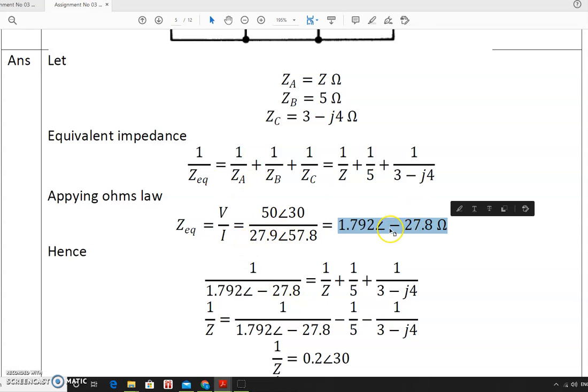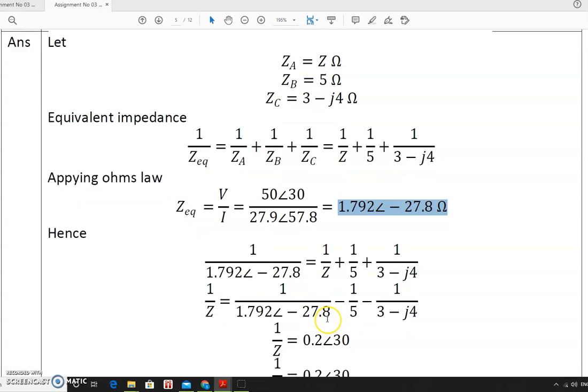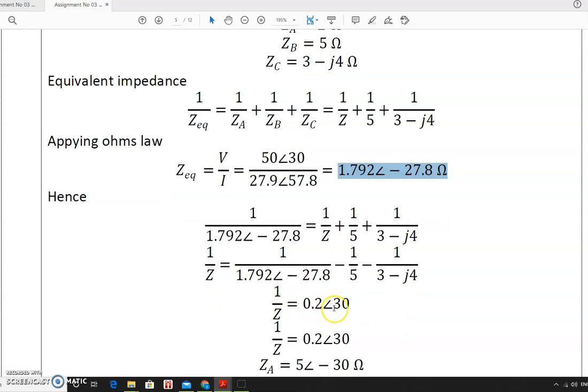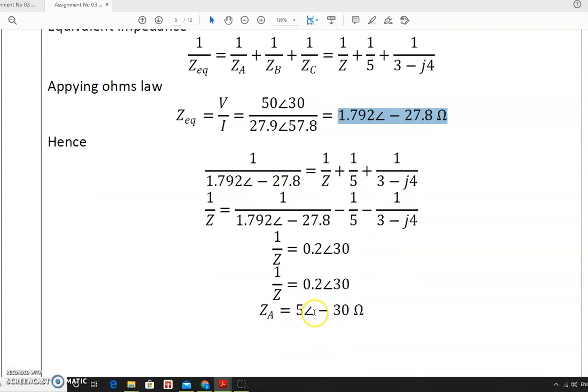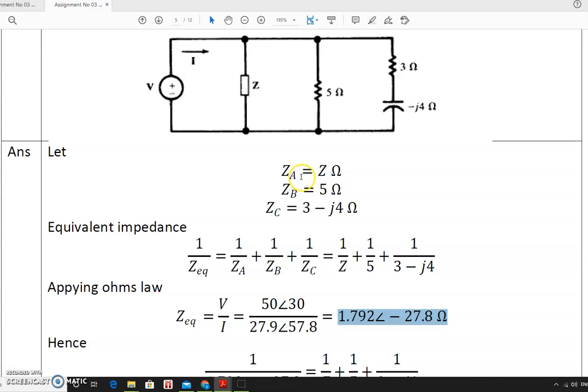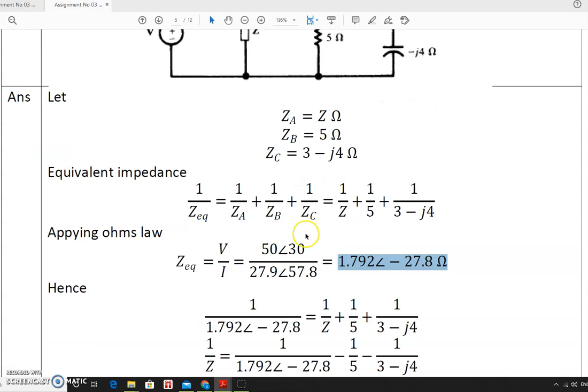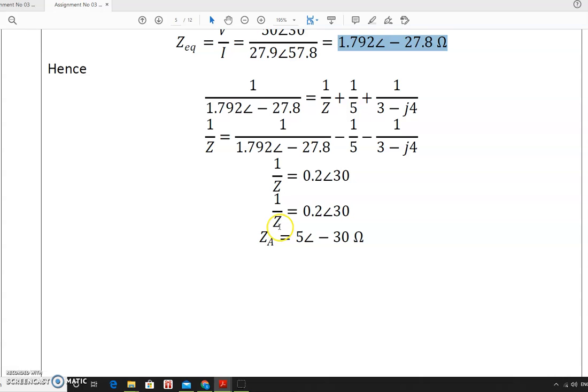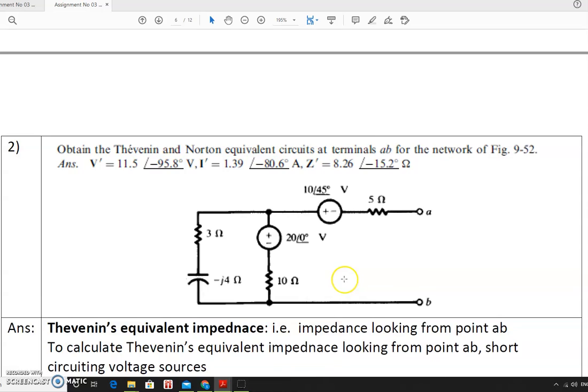So I will substitute this Z equivalent value in this equation. So 1 upon Z equivalent is equal to 1 upon Z plus 1 upon 5 plus 1 upon 3 minus J4. After solving this, I am getting 1 upon Z is equal to 0.2 at an angle of 30. That is, Z is equal to 5 at an angle of minus 30 ohm. So ZA is equal to Z, and taking the inverse, Z is equal to 5 at an angle of minus 30 ohm.